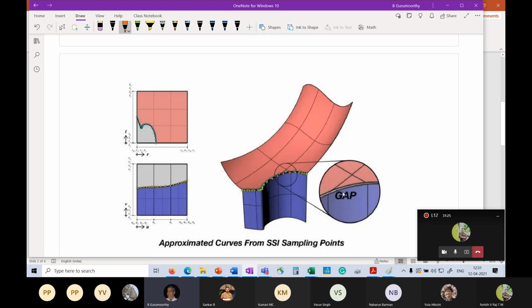Even though we know that it is the curve of intersection, and therefore there can be no gap, this is purely an artifact of our computation. It is not a reality, but it is an artifact of the fact that we cannot compute intersection correctly.